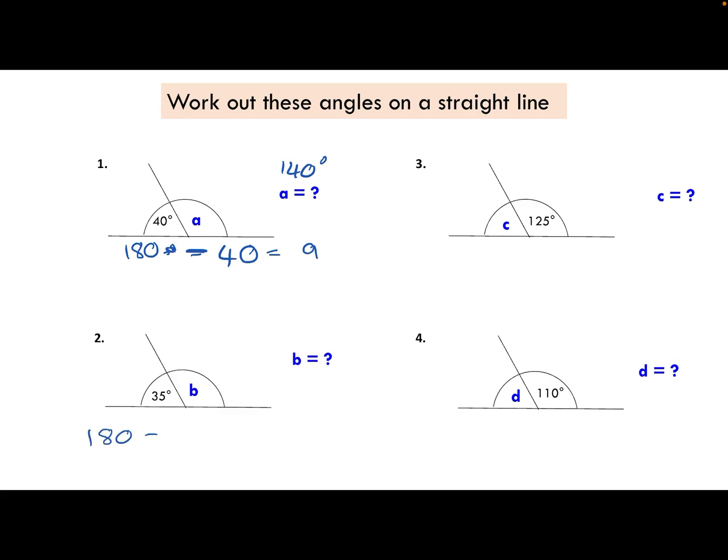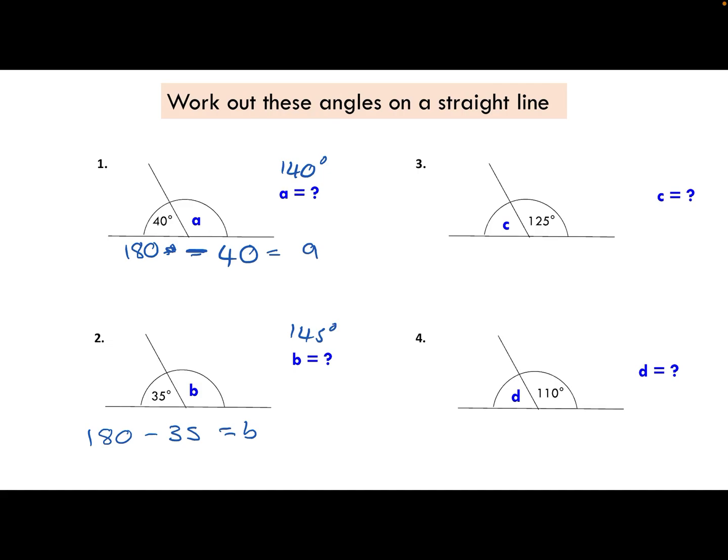I know that B is equal to 180 degrees, take away 35 degrees, and that equals B. So that must mean I'm going to take away 5, it's 175, take away 30, 145 degrees. Remember that in your answer.